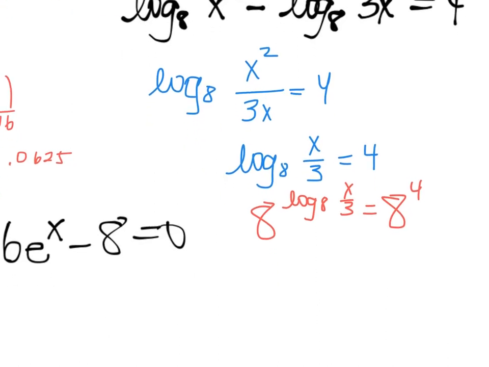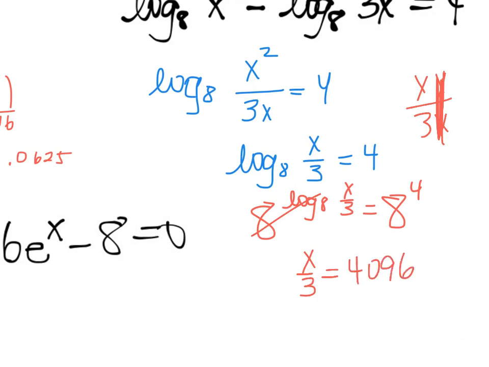Then it just becomes algebra, guys. What's 8 log 8 cancels? So you have x over 3 equals, what's 8 to the 4th power? Yep. Do you take x out of x squared over 3x? Yep. Where do you put that? They cancel out. If you have x over x, 3x, they cancel out. What's 8 to the 4th power? 4,096. Yep.